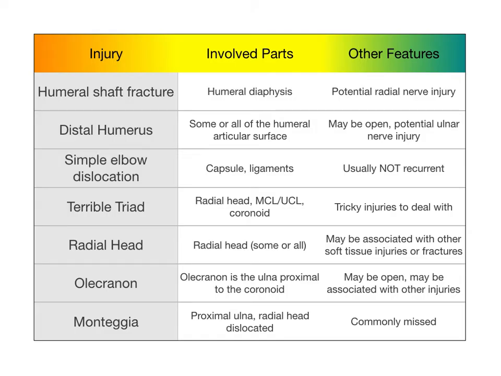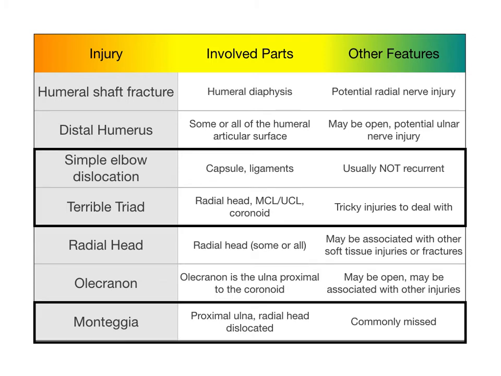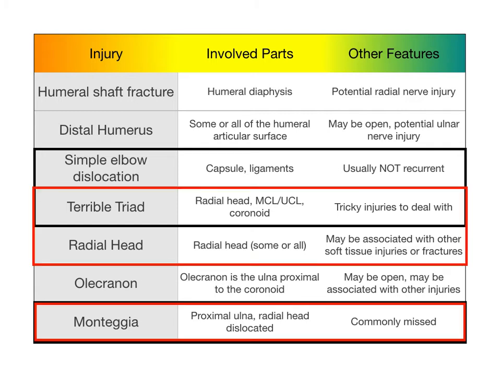So this is the summary list of things that we may encounter here. These injuries all involve a dislocation of an elbow articulation, while these tend to knock out important soft tissue stabilizers as well as bony structures.